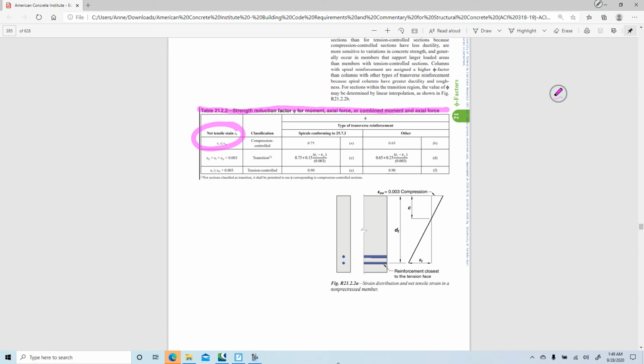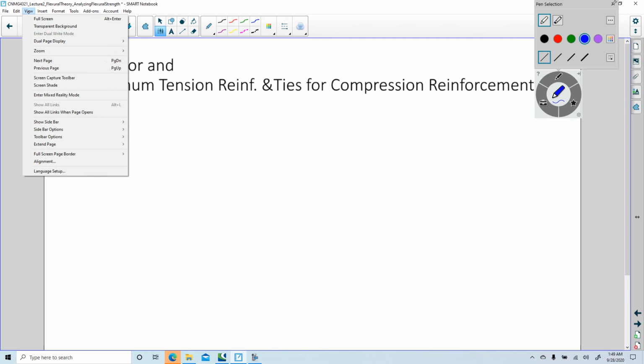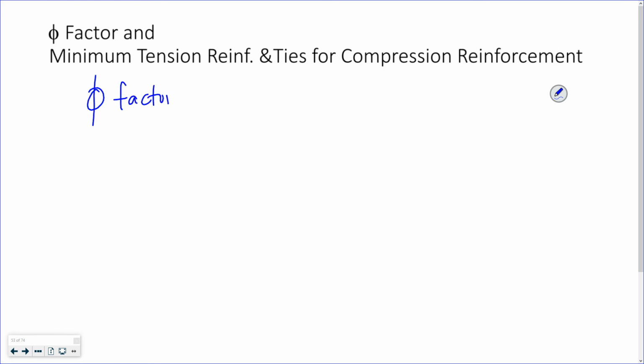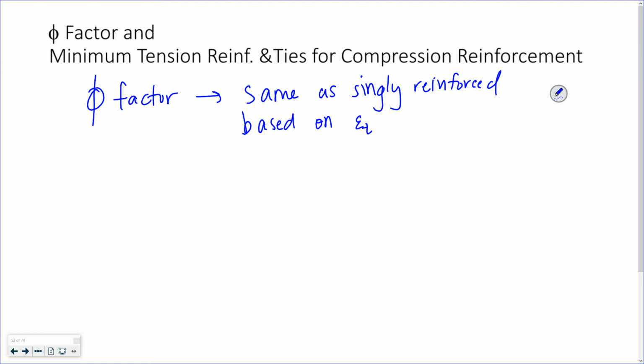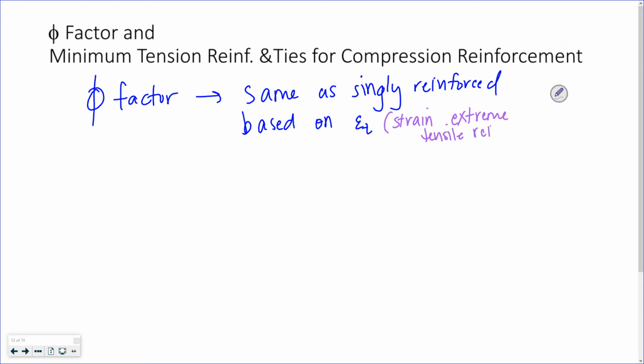That is why we talked about adding compression reinforcement. One reason is to make it tension controlled. So, phi factor: same as singly reinforced, based on epsilon T, the strain in the extreme tension steel. So the phi factor doesn't change. The way I calculate it doesn't change if I add in compression reinforcement or not.